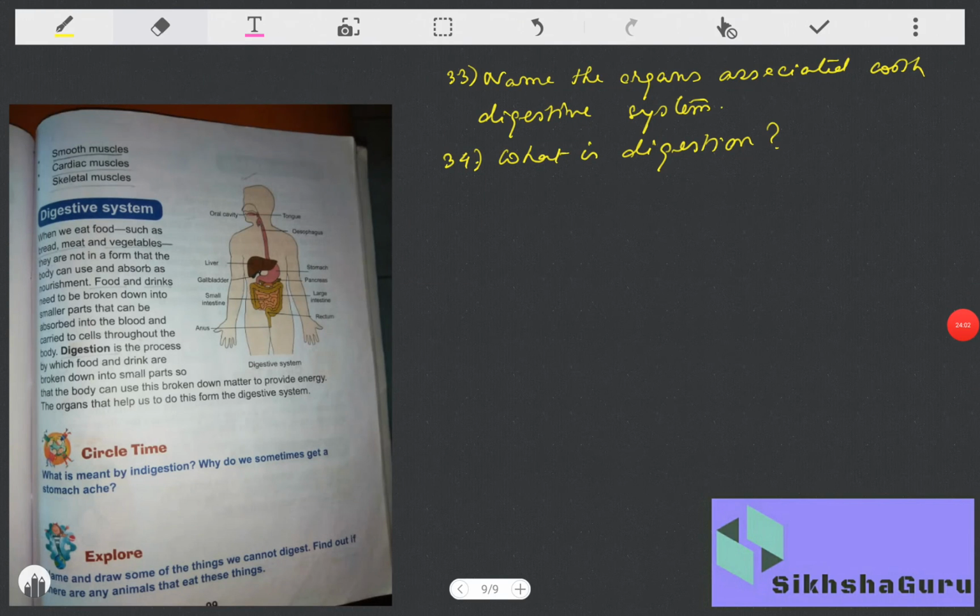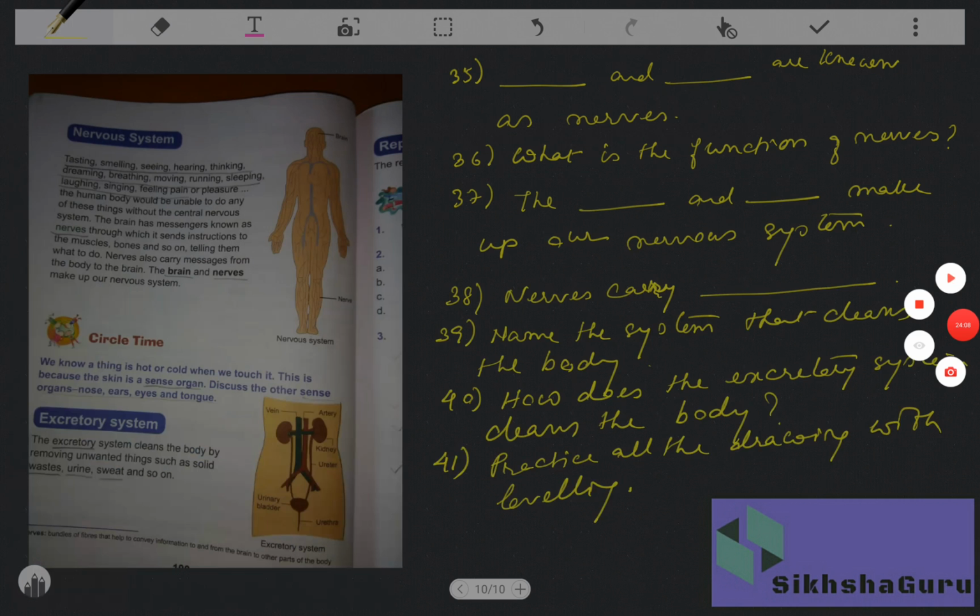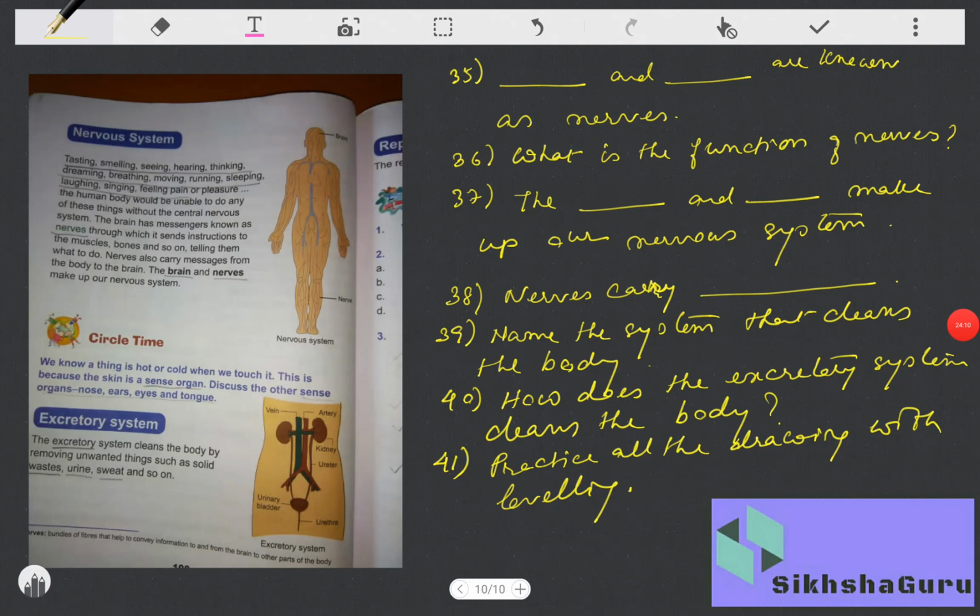Name the organs associated with the digestive system. What is digestion? Now dash and dash are known as nerves. 36, what is the function of nerves? 37, the dash and the dash make up our nervous system. 38, nerves carry dash. 39, name the system that cleans the body. 40, how does the excretory system cleanse the body? 41, practice all the drawings with labeling in this chapter.